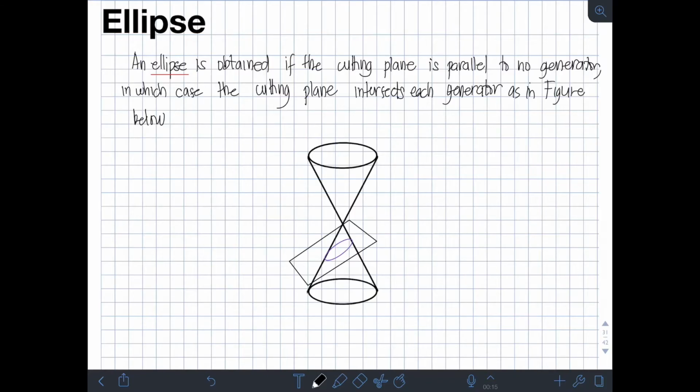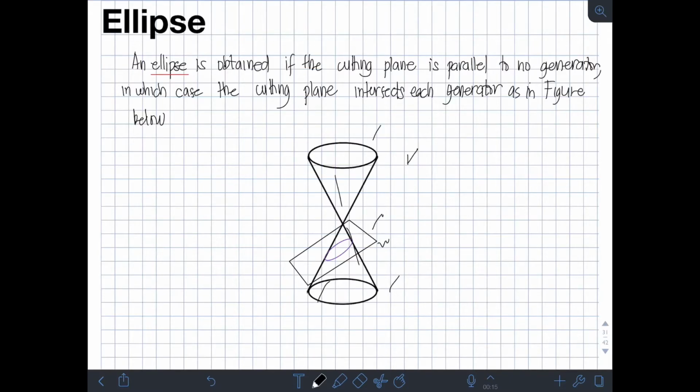Okay? So, sabi, an ellipse is obtained if the cutting plane is parallel to no generator, in which case the cutting plane intersects each generator as in figure below. Okay, so ito raw yung illustration natin para mabuo yung ellipse. So, meron ulit tayong two-nap cone, tsaka meron tayong cutting plane. So, kapag pinas through natin yung cutting plane dito sa, let's say, sa lower nap ng ating cone, dapat may intersect niya yung mga generators.